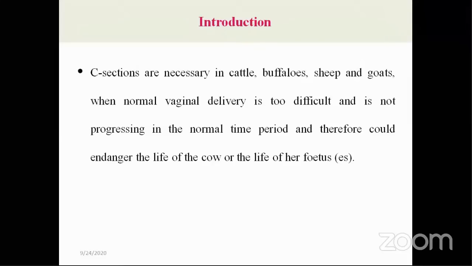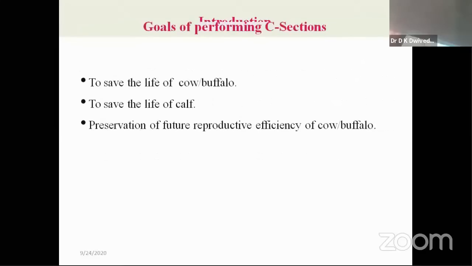Now come to the indications. If you see the objectives or goals that we want to achieve during the C-section, first, we are trying to save the life of the cow or buffalo. Second, if the fetus is live, we are trying to save the fetus. And third, which is very important in dairy animals or livestock animals, is the preservation of future reproductive efficiency. That is very, very important.